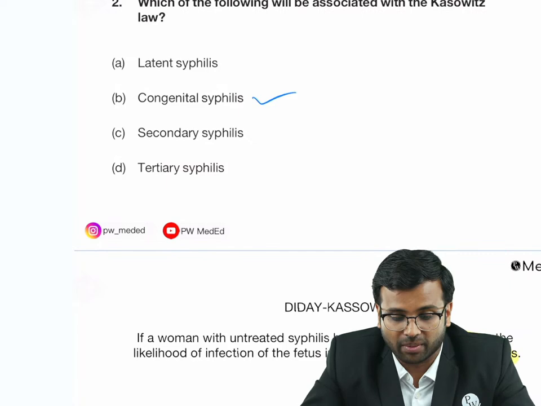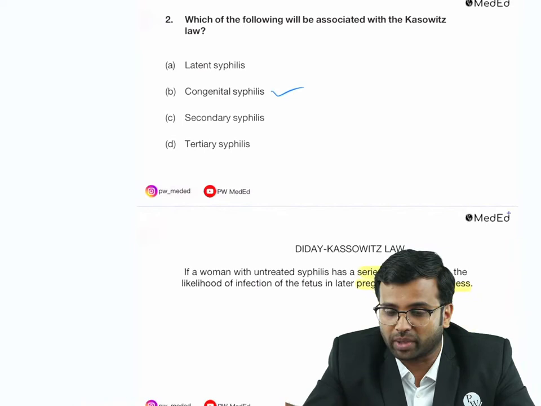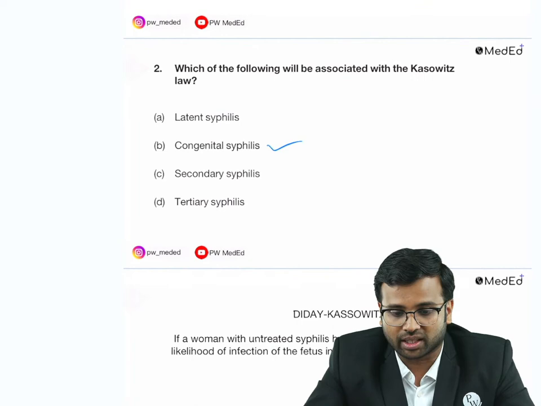So Dr. P is also explaining the same, so it is very correct that it is seen in association with congenital syphilis. Now let's move to the next one.